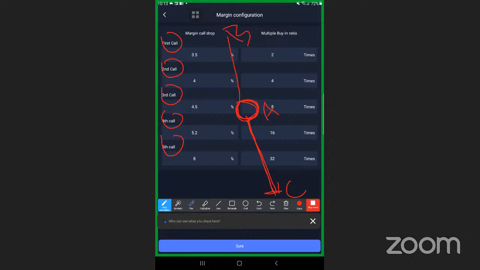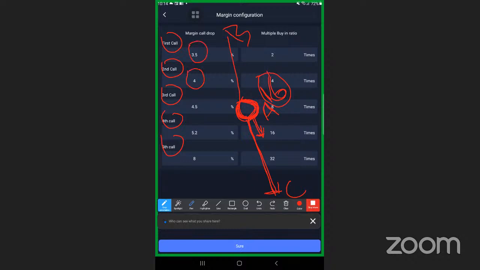From point A to C, the robot is going to buy 5 times if the price drops. From the point of entry, after the robot has bought with $16, for it to buy again with another $16, the price of this coin should go down by how much percentage? That's what we call a drop. So what do you put here?